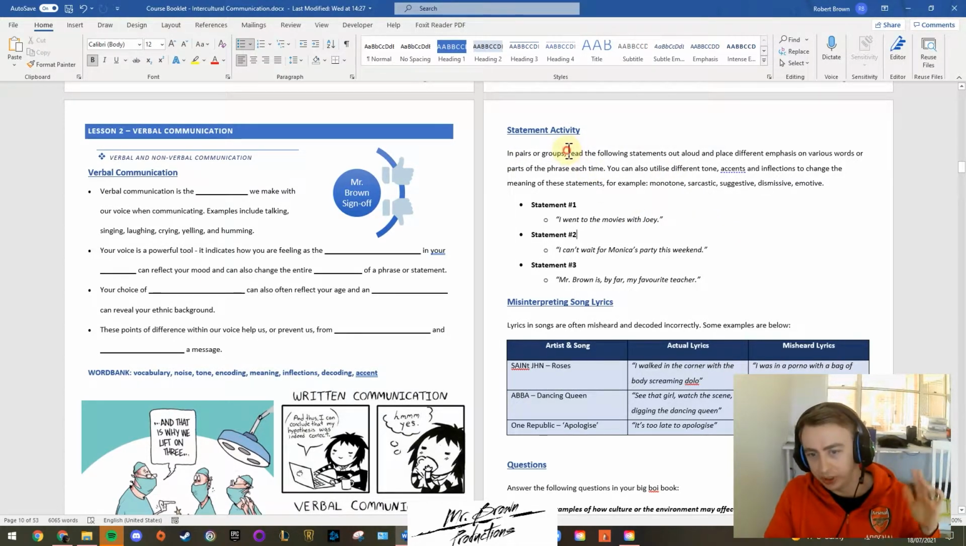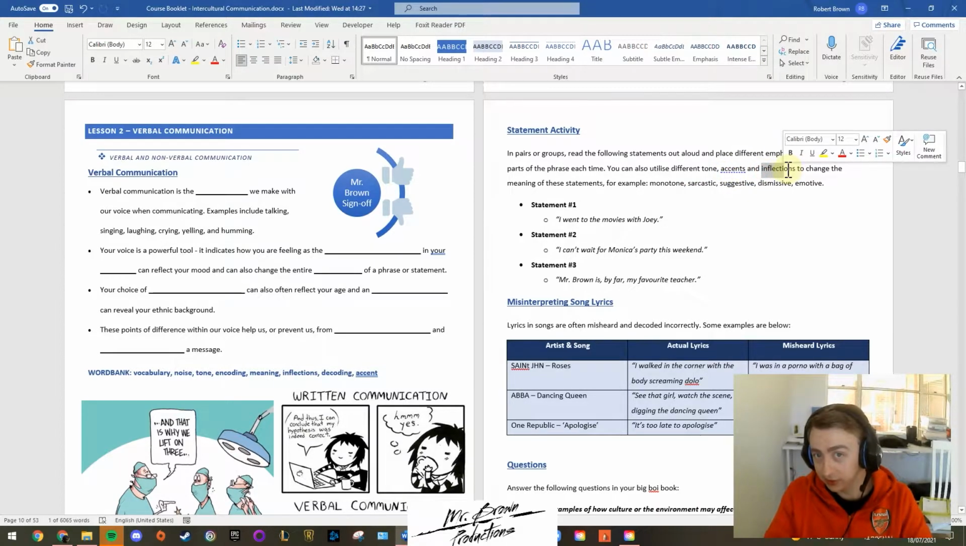I want you to read the following statements out aloud, and place different emphasis on various words or parts of the phrase each time. That can be done by utilizing different tones. What I mean by tones is you can talk really fast, or really, really slow. Your pitch might be high or your pitch might be low. You can use different accents or inflections to change the meaning of these statements. Inflections are when you put a certain emphasis on a certain word. And I'll do some examples in a second.